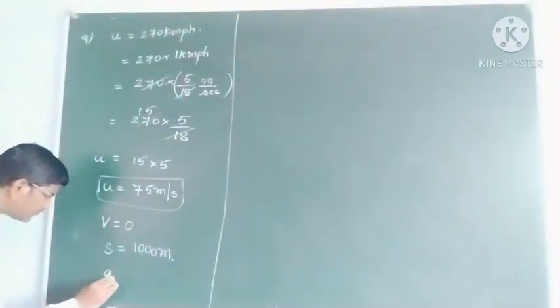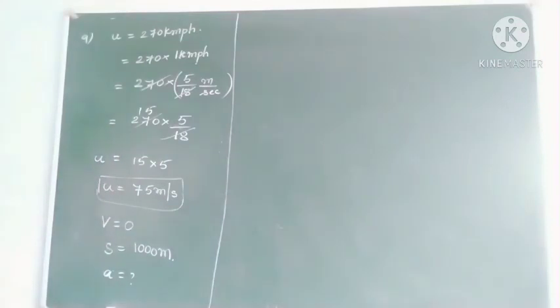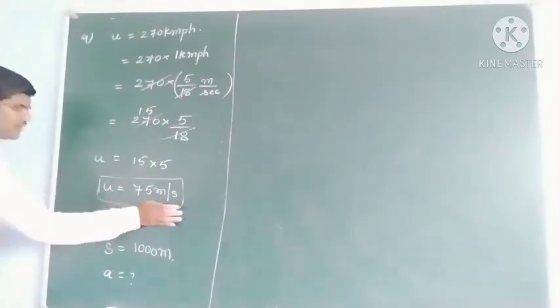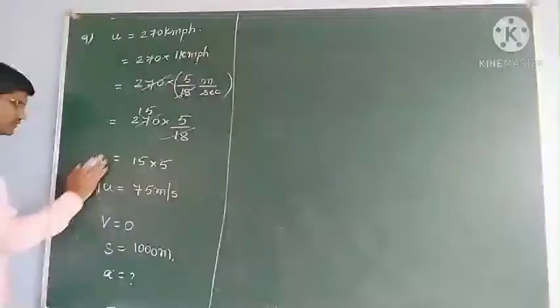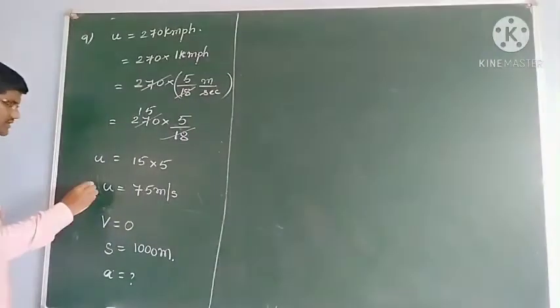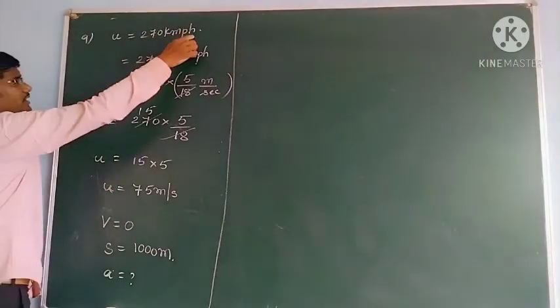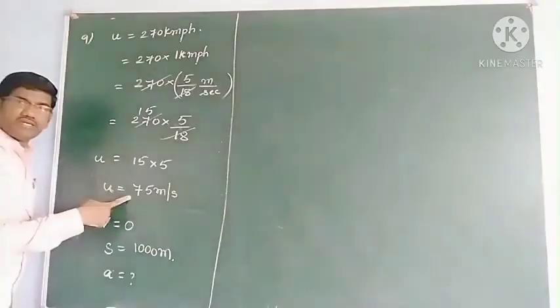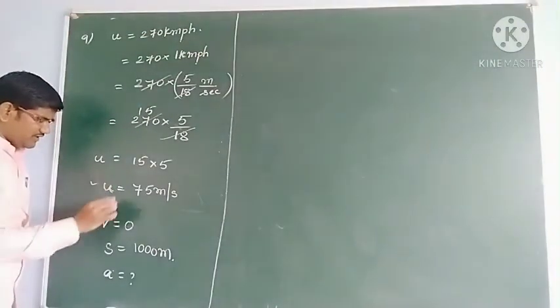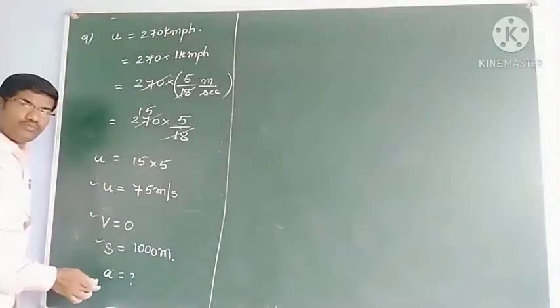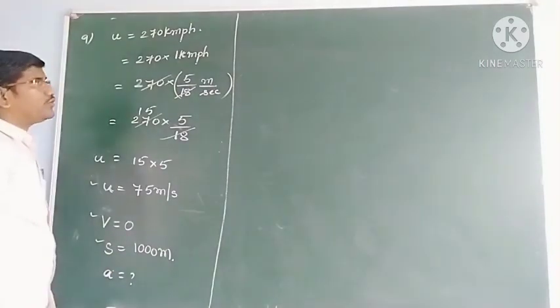So we have to find A. So we know the initial velocity. Okay, students. See, we know the u value. U is given as 270 km per hour. We convert it into meters per second. V value you know, S value you know. We want A. Okay, students.